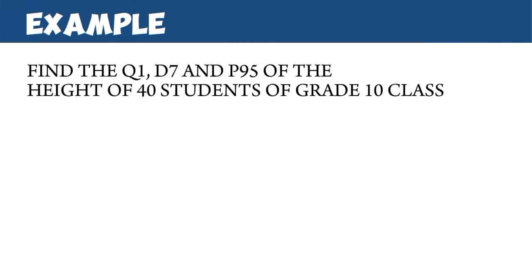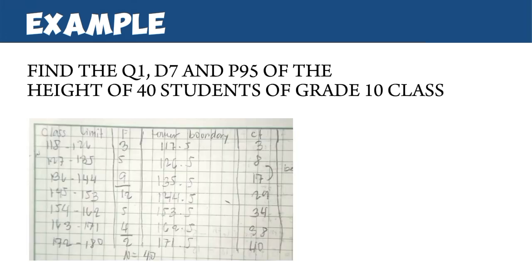Example: find the quartile 1, decile 7, and percentile 95 of the heights of 40 students of a grade 10 class. In the table, we have the class limit, frequency, lower boundary, and cumulative frequency. The class limit and frequency are given, so we need to find the lower boundary and cumulative frequency. First, we need to find the lower boundary. So how to find the lower boundary?